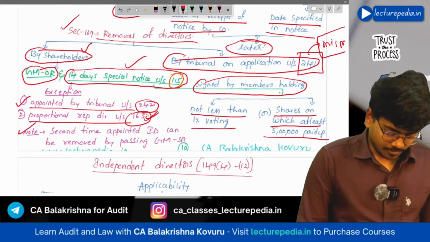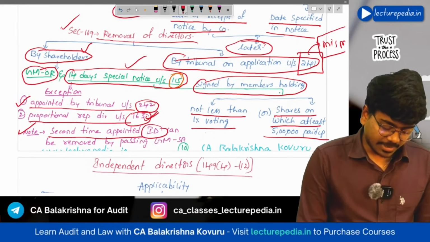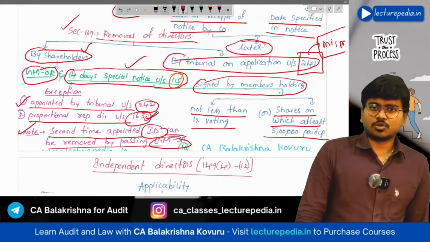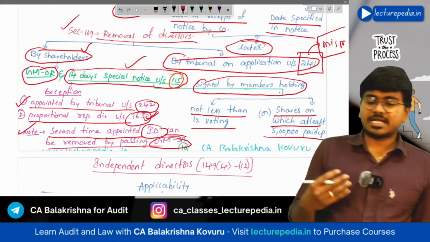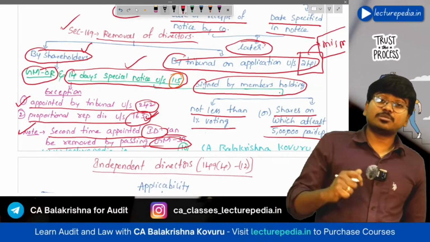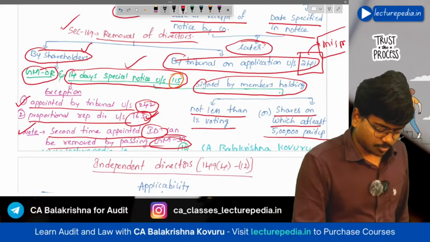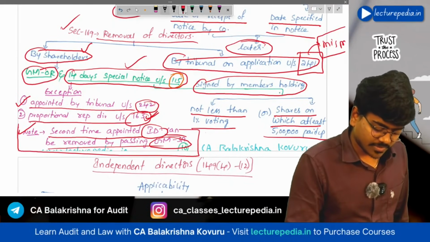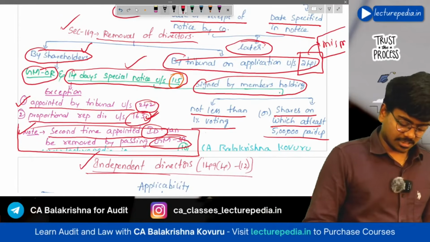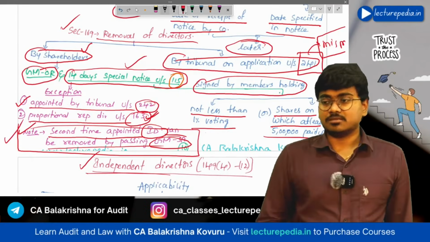Another important point, second time appointed independent director can be removed by passing general meeting special resolution. In order to remove an independent director who has been appointed for the second time in the company, general meeting special resolution is required. This point we will be discussing in section 149, that is in independent director concept. You need not worry about that.